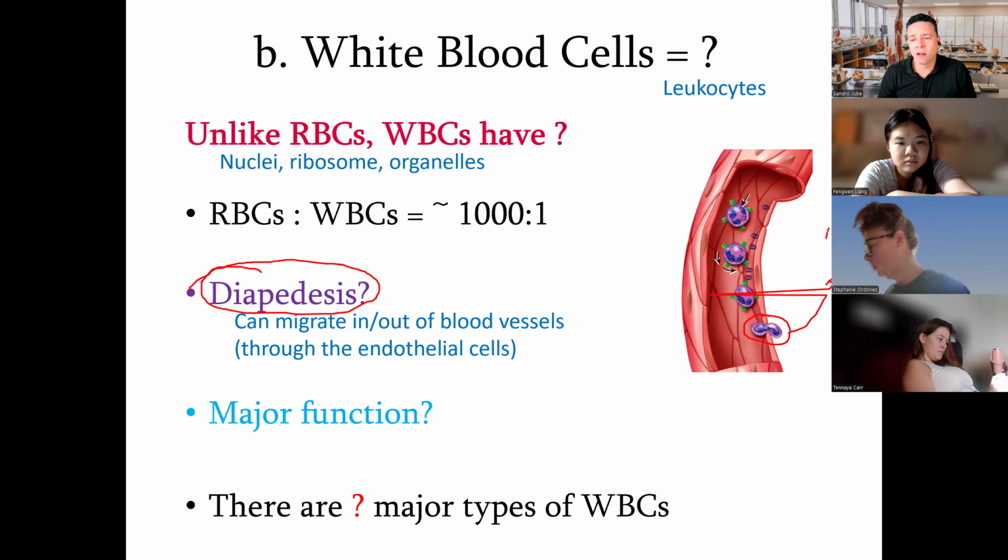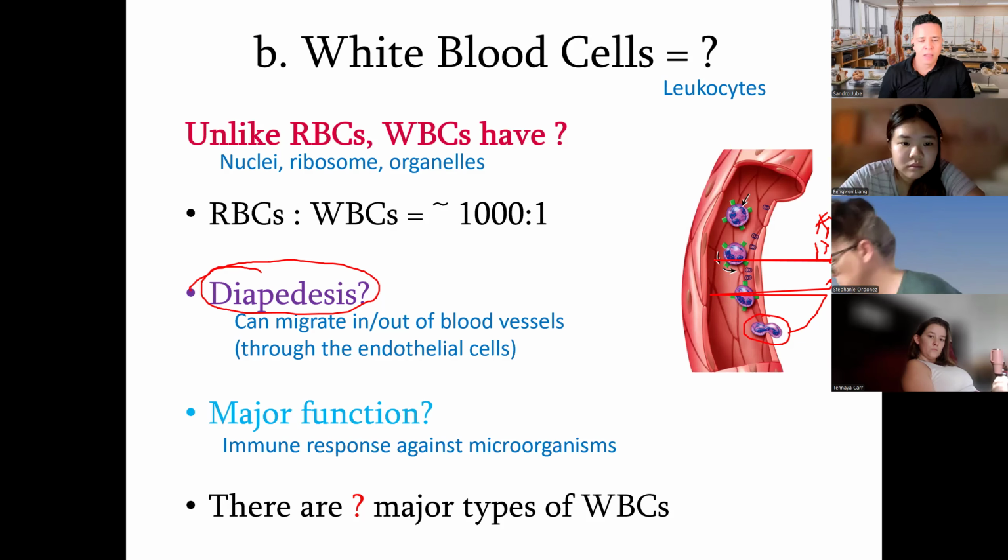So let's say we have a lot of microbes right here, bacteria. You cut yourself with a dirty knife. Okay? We want the white blood cells to get out of the blood vessel, go to where the bacteria is, and start breaking them down, destroying them. And that's what we call diapedesis. Okay? The major function of white blood cells is immune response against anything that is foreign to our body.